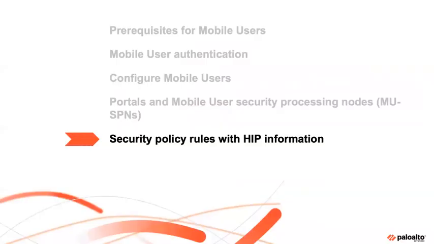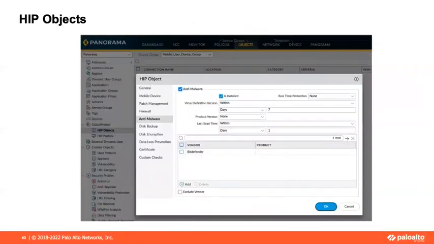So next, let's talk about the host information profiles. As I mentioned, we gather HIP information automatically with Prisma Access for mobile users. If we want to use that information, we have to create host information profiles to say what information we want to track. And the idea is we can then use these profiles and add these to security policy rules for allows and denies.